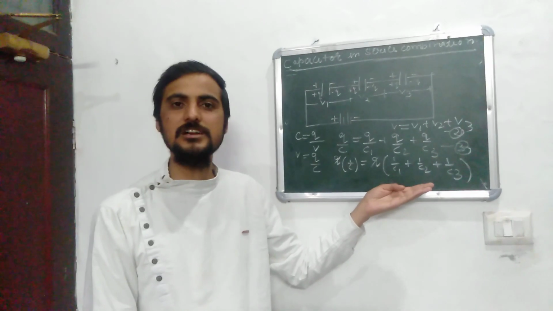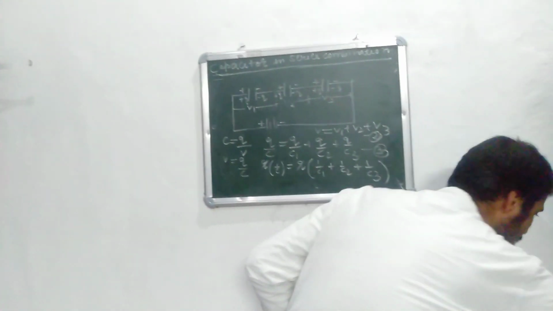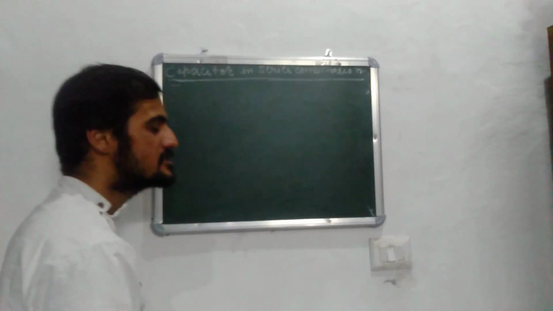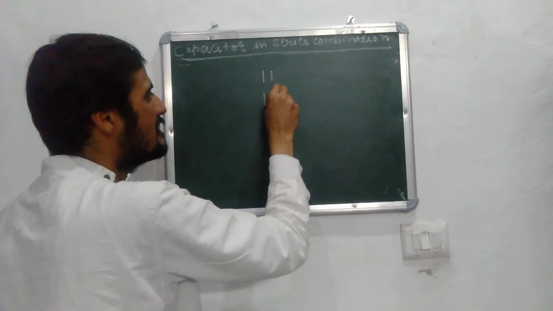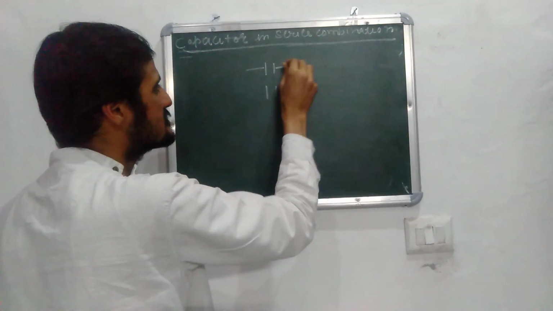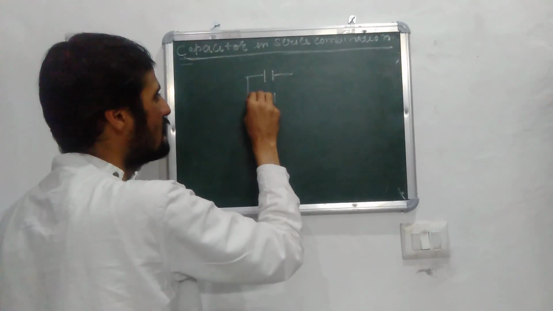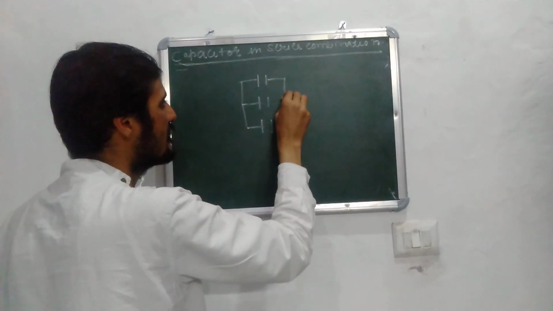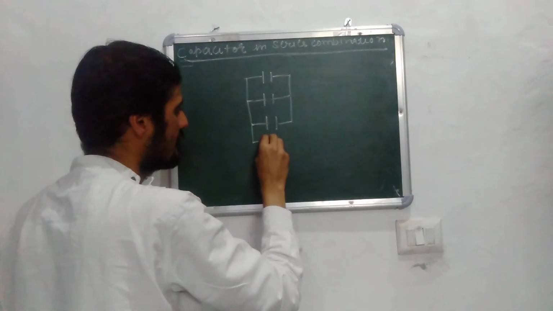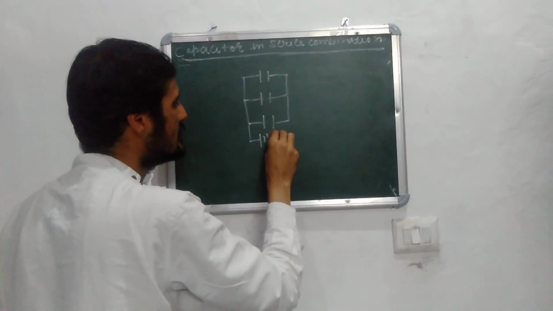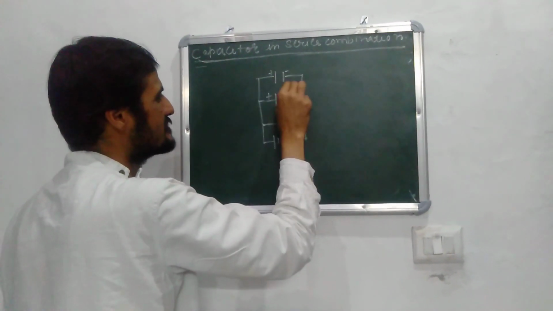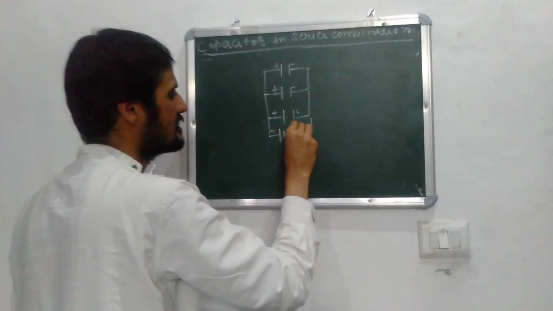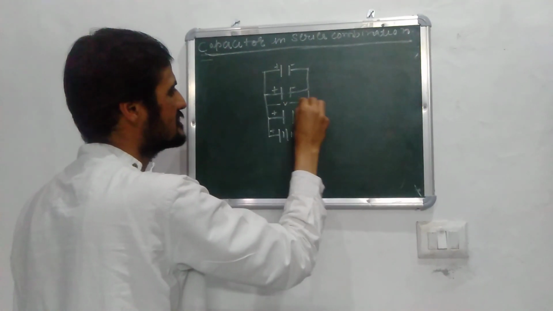Next we talk about when the capacitors are connected in the parallel combination. In the parallel combination, there are different ways of entering the charge. These are the capacitors connected in the parallel combination. A battery is applied to them. Each capacitor has positive and negative plates, and this is the potential difference.